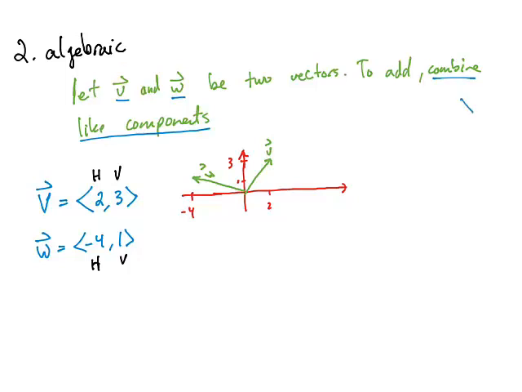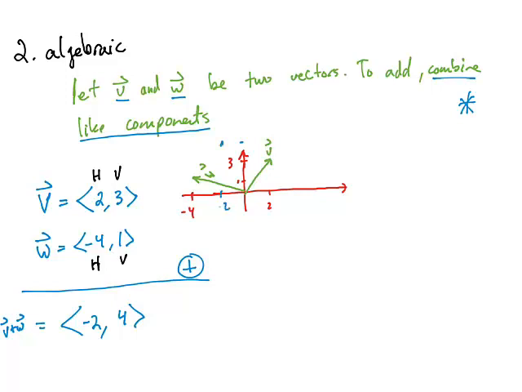And what it's saying up here is we just want to combine the like components. So to add these, all we do is we add the horizontal components. So this is going to be 2 plus negative 4 is negative 2. 3 plus 1 is 4. So that would be vector v plus vector w. And if we were to graph that, well, negative 2 is here, 4 is up here, so that resultant vector would be something like this.